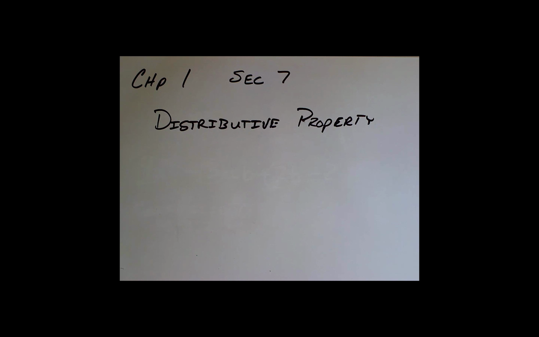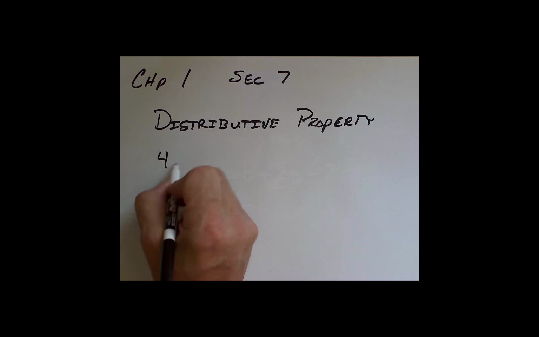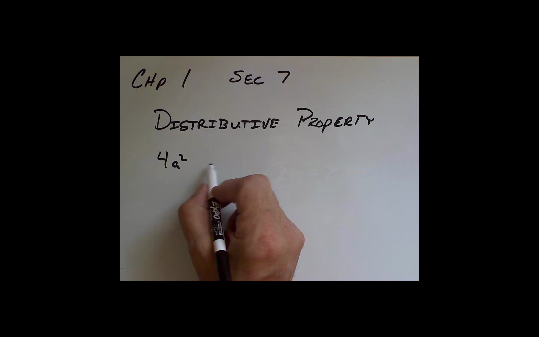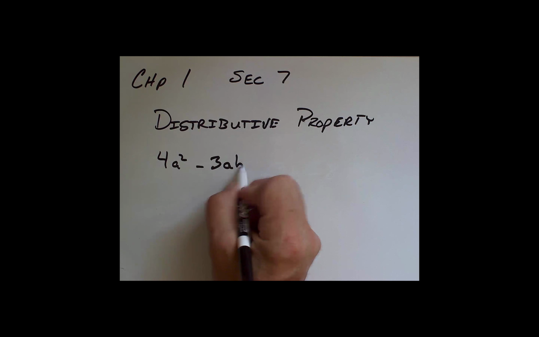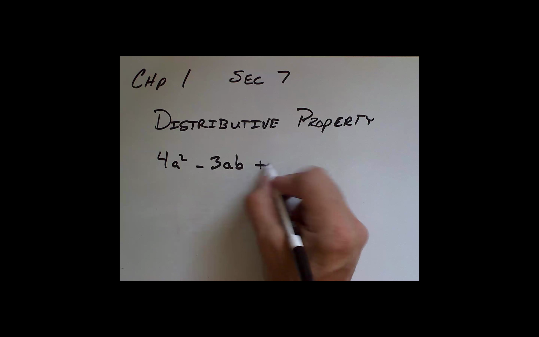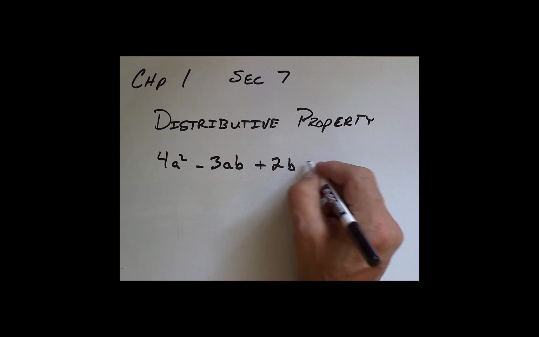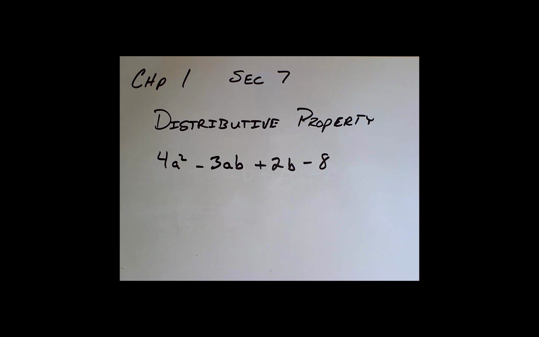Chapter 1, Section 7, Distributive Property. Before we get started here, we're going to get some vocabulary down. I'm going to write an equation out here: 4a squared minus 3ab plus 2b minus 8. Now each little term in this equation has a vocabulary to it.